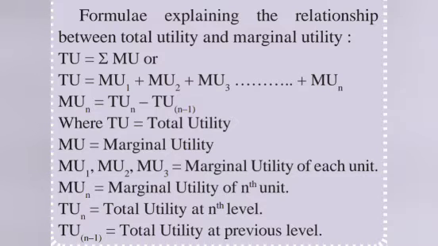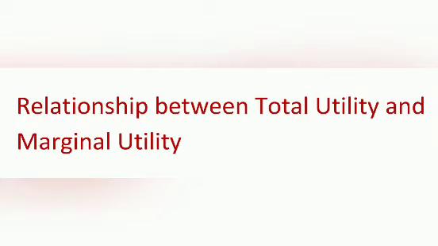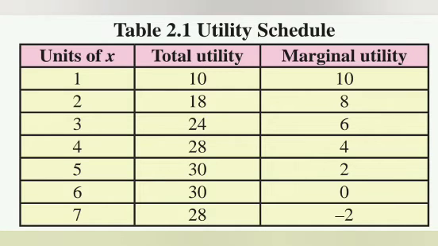Okay students, next topic: relationship between total utility and marginal utility. See, in the question, explain the relationship between total utility and marginal utility. Marginal utility derived from various units of a commodity and its total utility are interrelated. This can be easily followed from the hypothetical example given below.